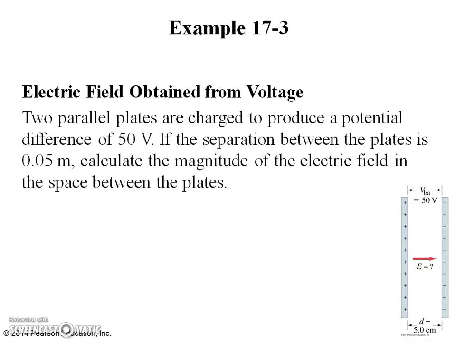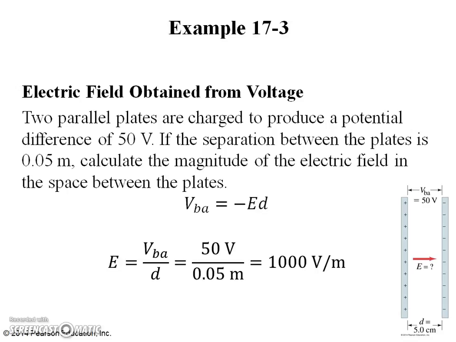Next example. 2 parallel plates are charged to produce a potential difference of 50 volts. If the separation between the plates is 0.05 meters, calculate the magnitude of the electric field in the space between the plates. Using this equation for voltage, we solve for E, and you get 1,000 volts per meter. Note, I didn't put the negative sign because they just want the magnitude.